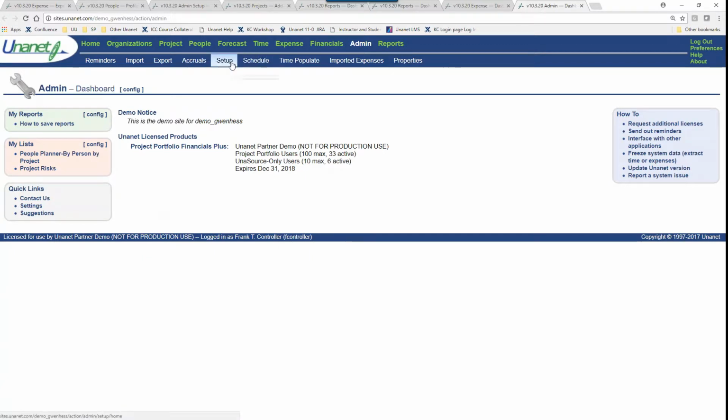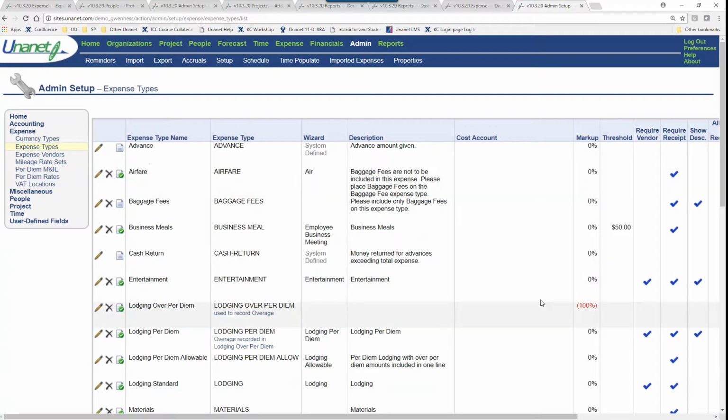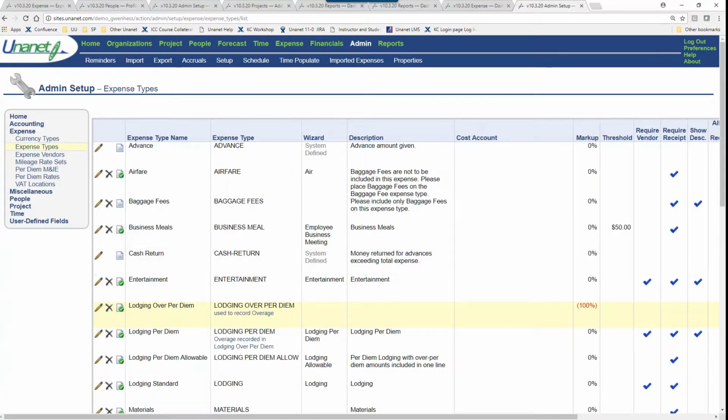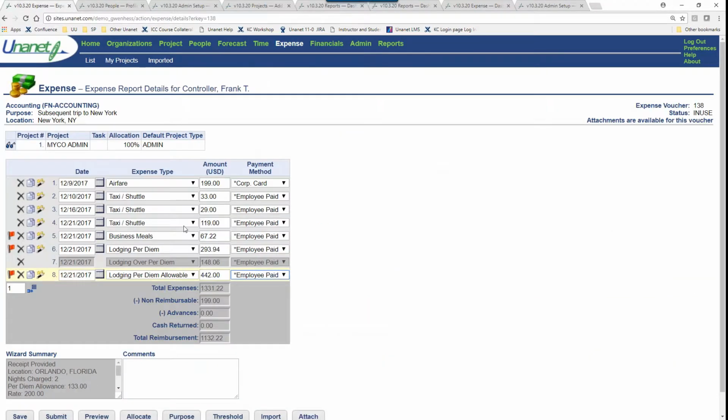So if I'm over here in my admin setup expense types, I can say, for example, that lodging over per diem, which is going to coincide here with that second row, if I'm not allowed to bill that back to my customer, I put that with a markup of -100%. That allows me to say I'm not going to be billing this to my customer, but I am going to reimburse my employee for their out-of-pocket if they paid for it out of pocket. So it's a combination of understanding the meaning behind the particular expense types.